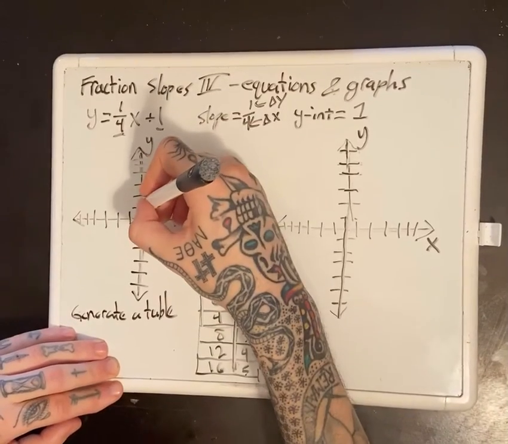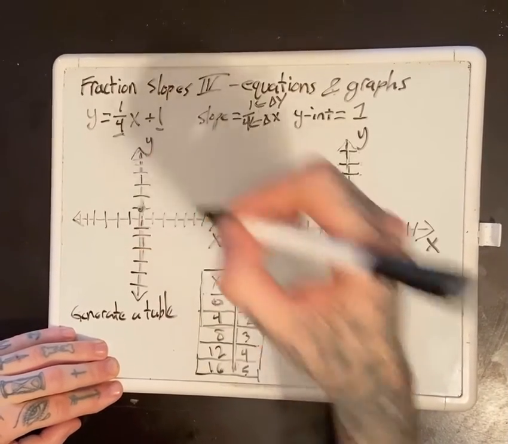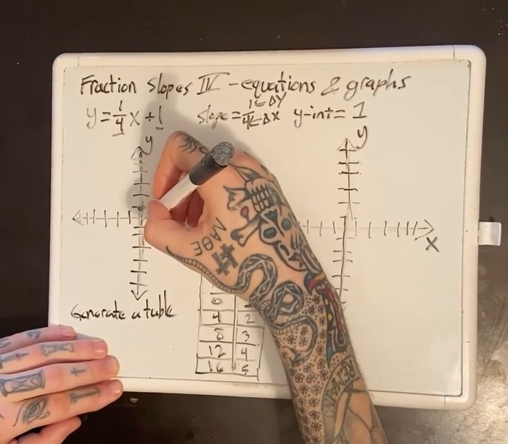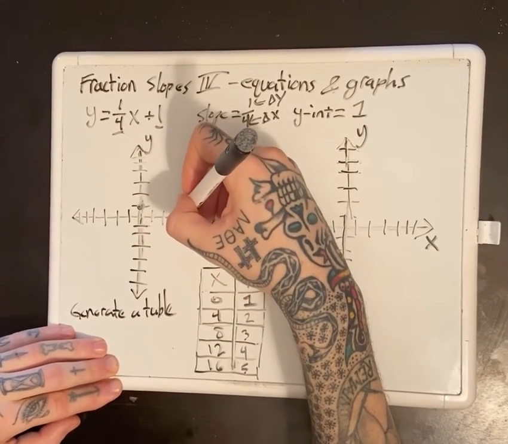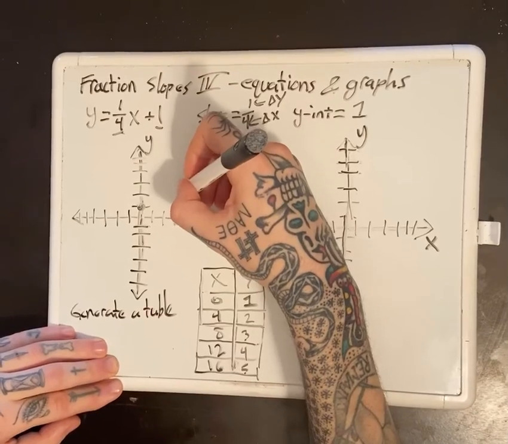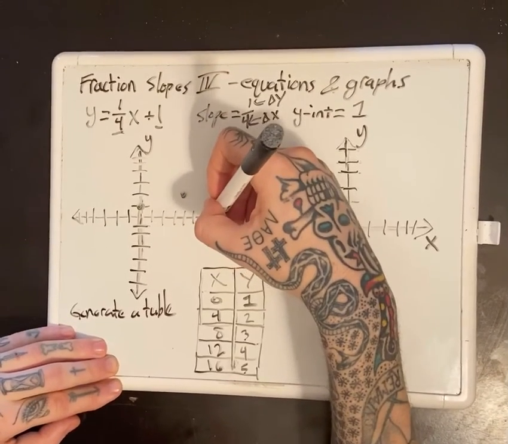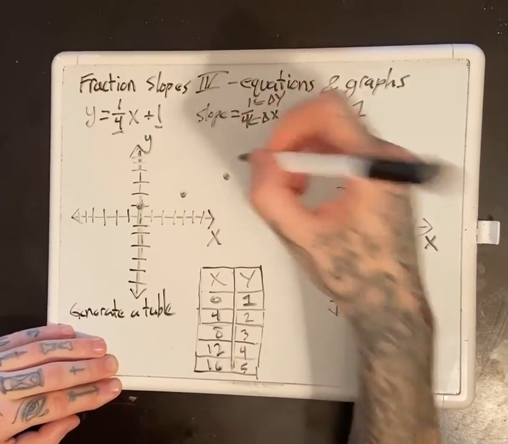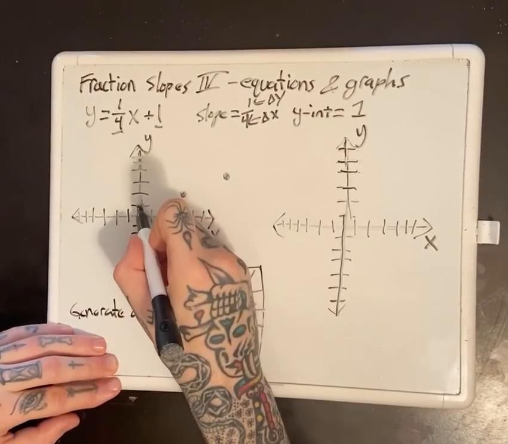So we can go over here. Here's 0, 1. And 1, 2, 3, 4, 4, 2. 4, 5, 6, 7, 8. It's kind of off the graph a little, and we can just connect the dots.